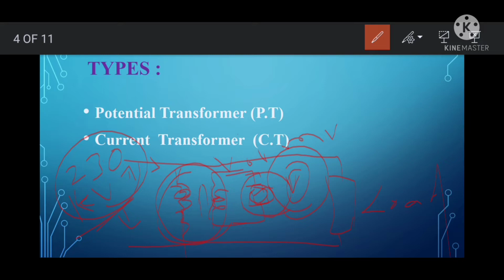The potential transformer reduces the input supply voltage to the normal voltage level required, based on the meter connected here. So this is about the potential transformer.